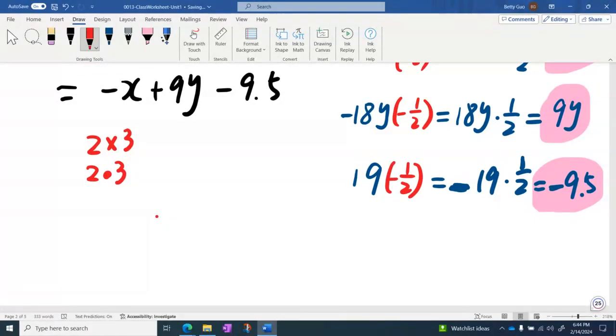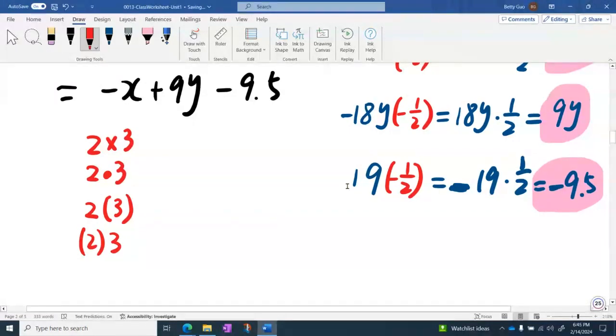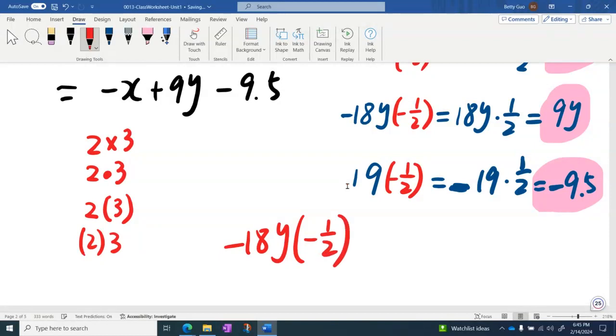But sometimes we don't even use this notation or this notation. We use parentheses. This also means 2 times 3. Or we use parentheses to frame 2, and this also means 2 times 3. Do you see that? That's the reason when we see negative 18y times negative half, that is definitely not negative 18y minus half. It is negative 18y times negative half.